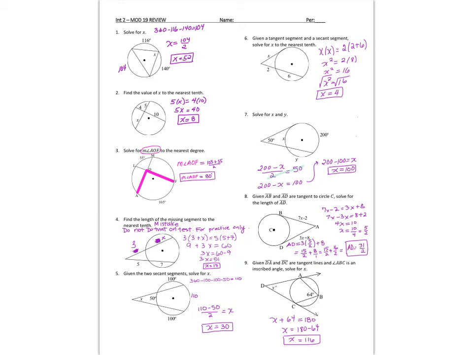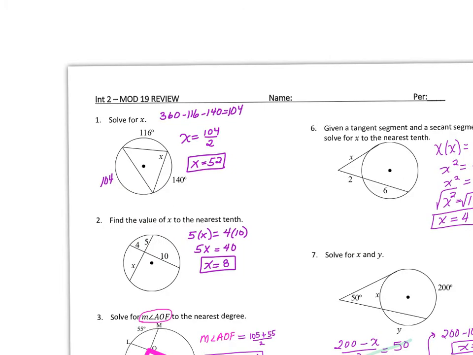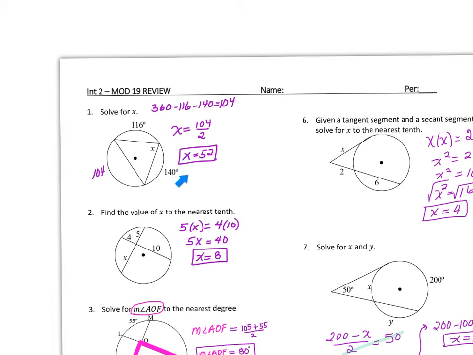This is review module 19, circles. Number 1. On number 1, you take the 360, which is a whole circle, subtract 116 and 140, you end up with 104. That'll be this arc here. And if you divide that in half, you'll get the inscribed angle for x, which is 52.